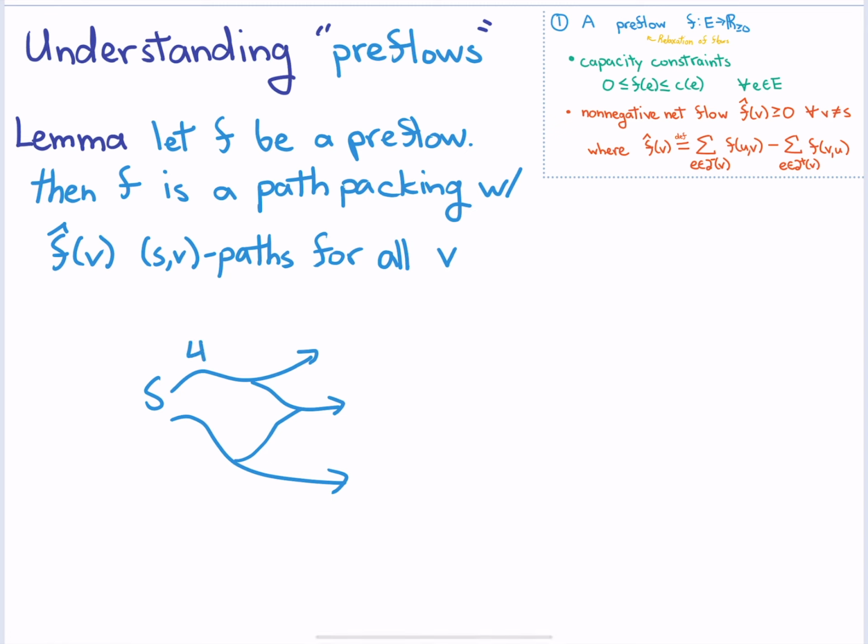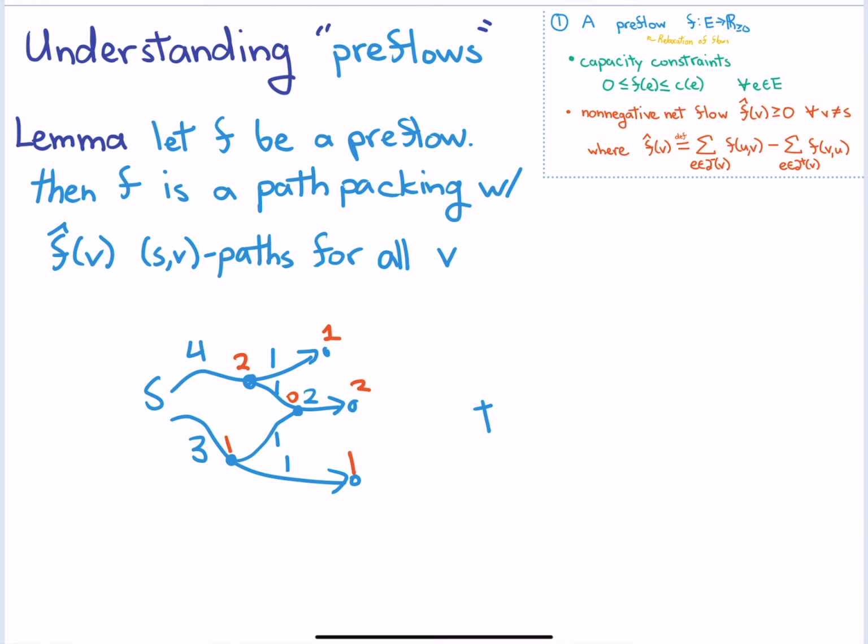maybe I'm sending like 4 units here, one here, something like this. Maybe the flow never even makes it to T. So the excesses would be like, oh, this has excess 2 because 4 is coming in and 1's going out. This has excess 1. This has excess 0. This has excess 2. This has excess 1, and this has excess 1 or something, right? So in this kind of picture of a preflow, some of the flow is getting absorbed at the intermediate vertices.